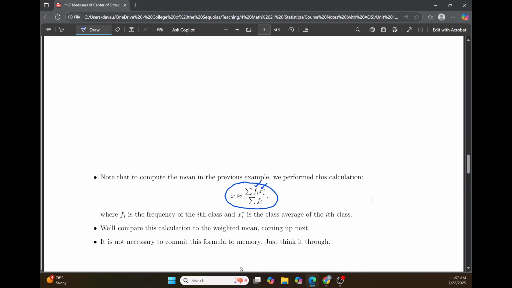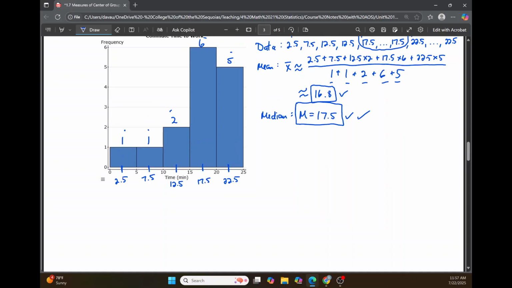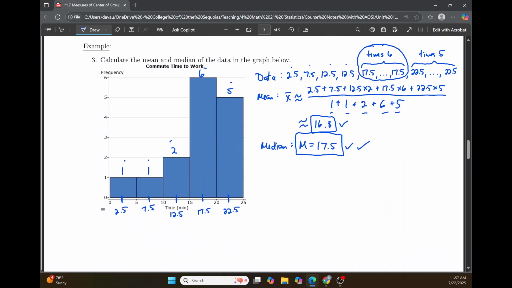Well, look, that's exactly what we did. We took the class average of the first class and multiplied it by 1. We didn't write that down, but 2.5 times 1 is still 2.5 because there was only one copy of the 2.5s. And then we did the same thing with 7.5. We took the class average and multiplied it by its frequency. And then we took the class average here, multiplied it by its frequency. That's this little chunk. And then we took the class average here and multiplied it by its frequency. That's this little chunk.